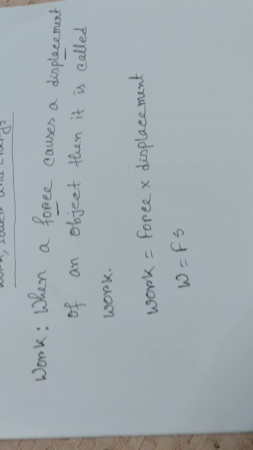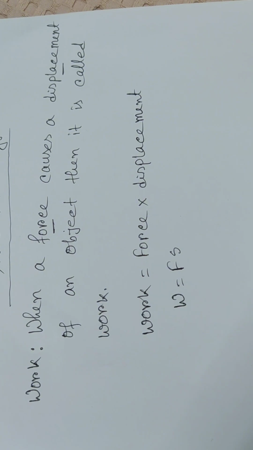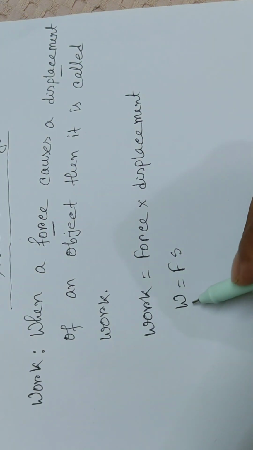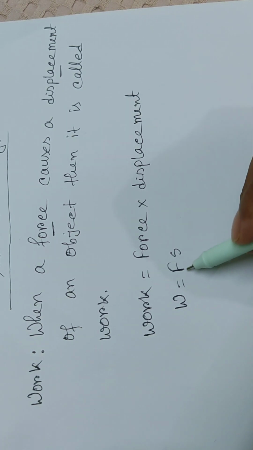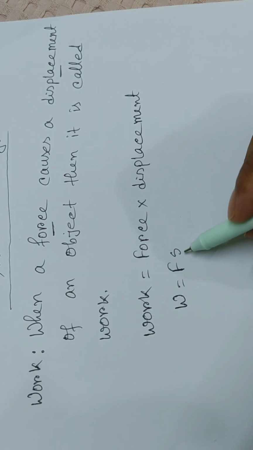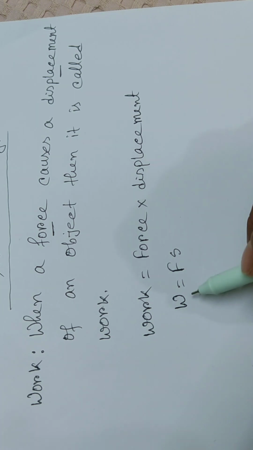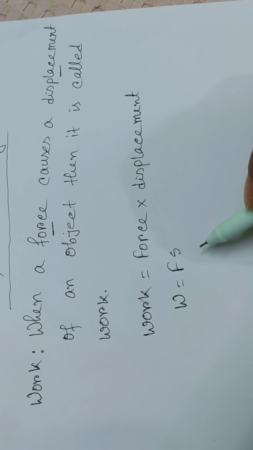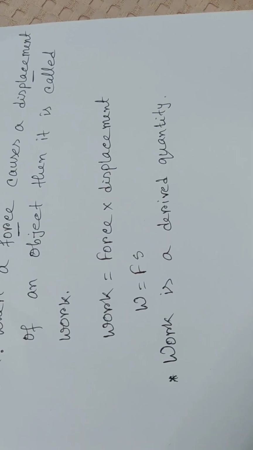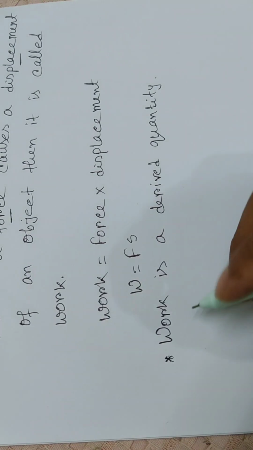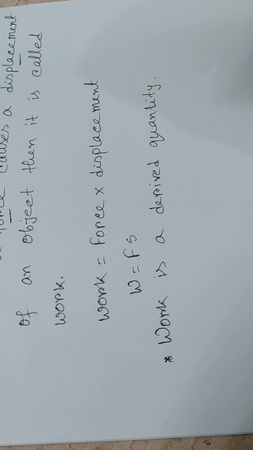Now, what type of quantity is work? Work is a derived quantity, because to get work we need to know force and displacement, and we know the quantity which is obtained from more than one quantity is called a derived quantity. So work is a derived quantity. You can note it down that work is a derived quantity.